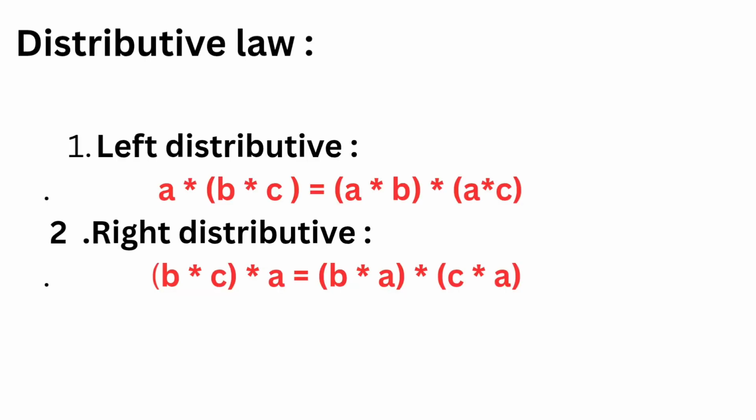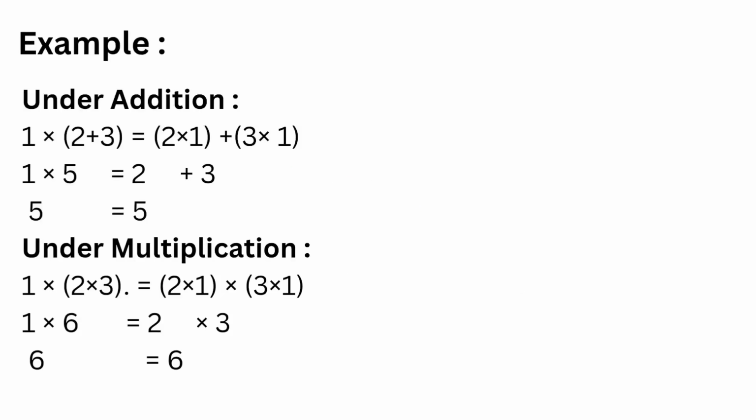Now for distributive law, we have two types, that is left distributive and right distributive. These two are the formulas. Try to remember them. Now let's look at the example for distributive law. Under addition, we are taking A equals 1, B equals 2, and C equals 3. After substituting, as you can see, we have both the LHS and RHS the same. The same holds under multiplication as well. So that means it is satisfied. Addition and multiplication are satisfied under distributive law.